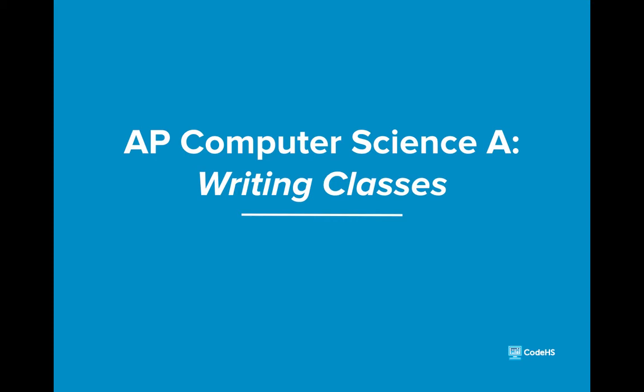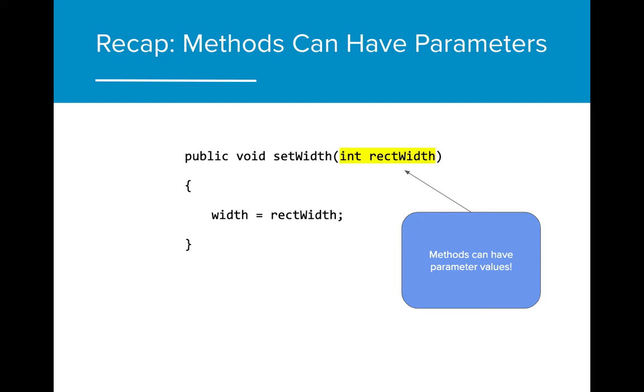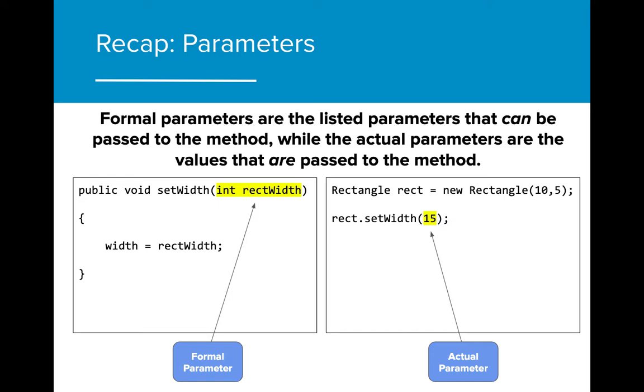Hi, in this lesson, we'll look at writing classes. Let's go! In the second unit of the course, we learned that methods can have parameters. When writing a new method signature, the parameters that we include in the method signature are referred to as the formal parameters. When we input real values into the parameter list, those real values are referred to as actual parameters.